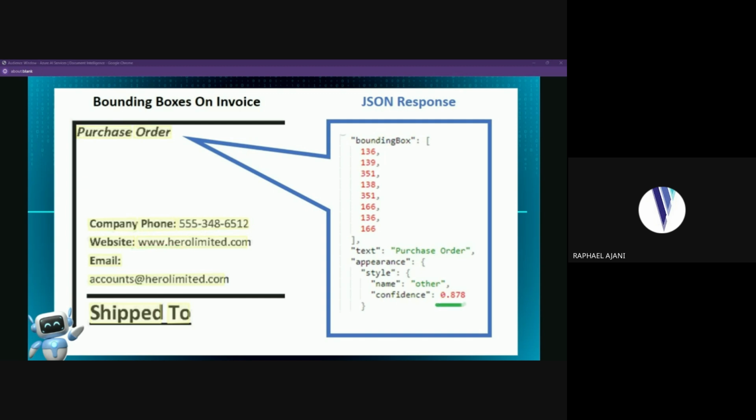And you can see the confidence score. The confidence score here is 0.87. That is 87.8%, which is a very good one. And so you are sure that at any time, if you integrate this into an application, it will always read your document for you, right?